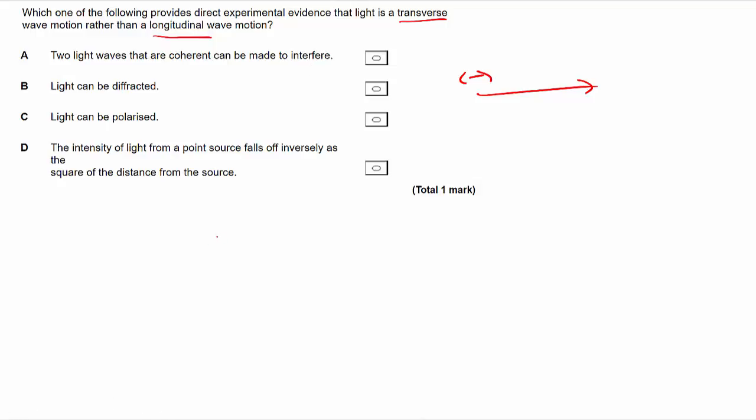Well, if I get two speakers, I'm using not exactly the best symbol for a speaker, and they play sound, I can get these to interfere with each other. So I could walk along a line here, and I'd hear loud spots and not loud spots if they are both playing the same frequency. It's because of interference. So that's not exclusively proving that it is a transverse wave. Light can be diffracted. Yes, it can. Can sound be diffracted? Yes, it can.